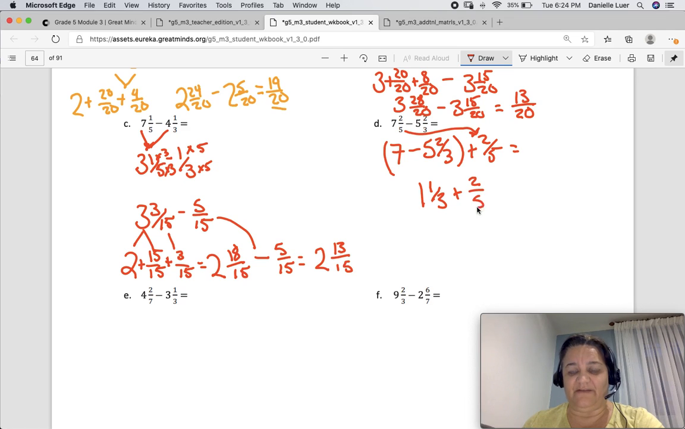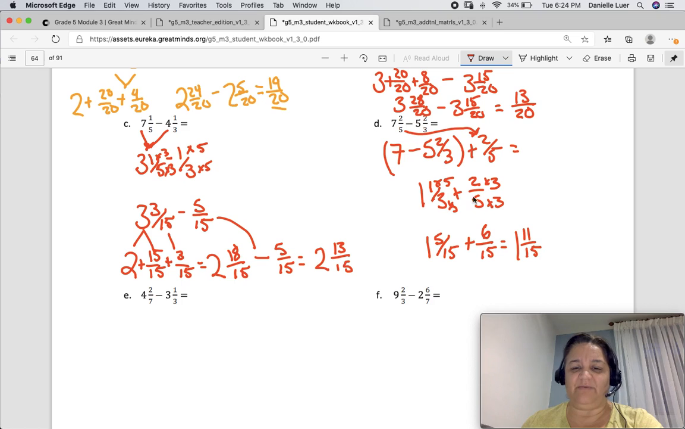And 2/5. I'll find my common denominators here. Multiply this times 5, that times 3. Now I have 1 and 5/15 plus 6/15 equals 1 and 11/15. There are lots of ways to do these problems, okay? Did you like that way? We turned our subtraction problem into an addition problem.